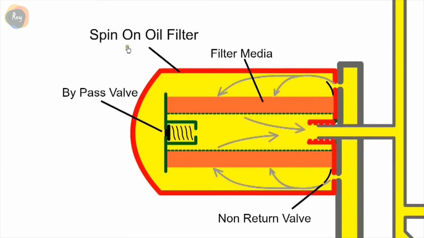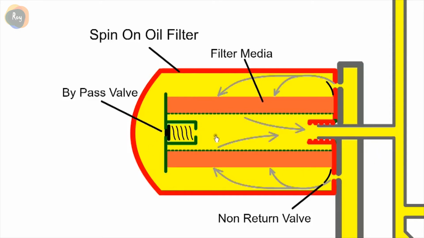This is a spin-on filter. The housing and filter element must be changed as a unit. The oil from the pump passes from the outside through the filter media towards the centre. A bypass valve ensures an adequate oil supply in the event of a blocked filter or during a cold start with viscous oil. If the spring-loaded valve operates, the oil will bypass the filter.